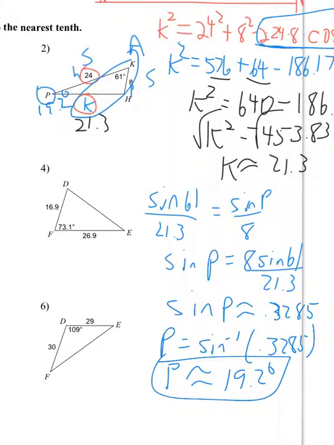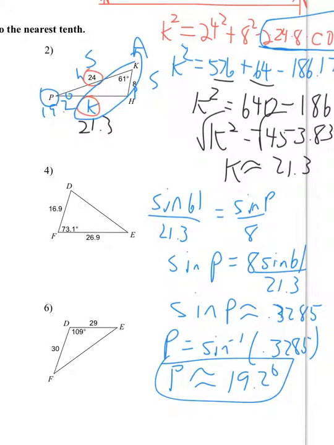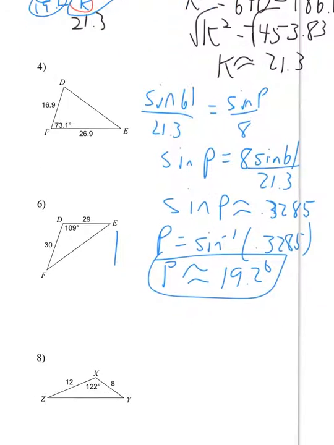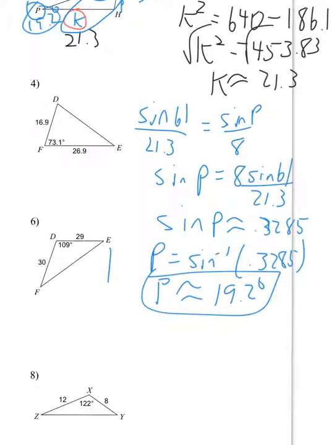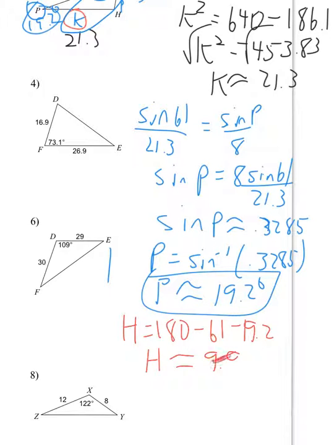And now to find the last angle, we now know 2 angles. I know my 61 and my 19.2, so I can just subtract from 180. So to find angle H, I'm going to take 180 minus 61, and minus 19.2. So H is about 99, whoops, that should be 99.8 degrees for H.